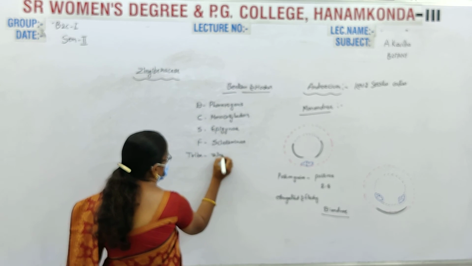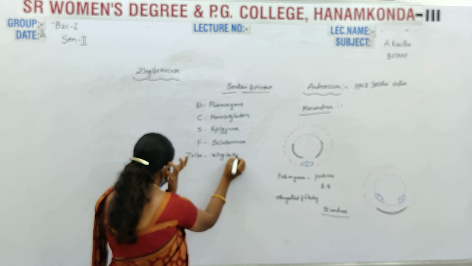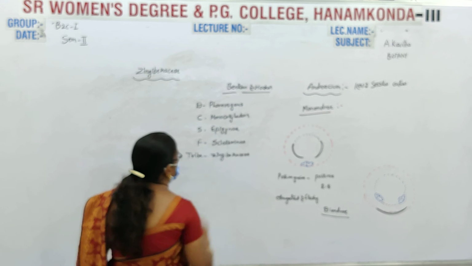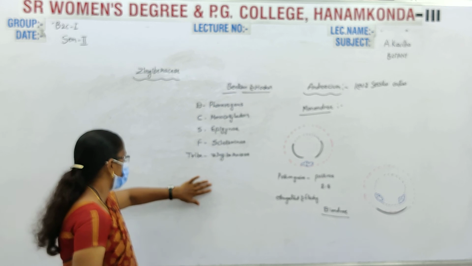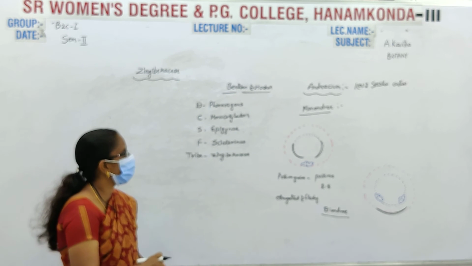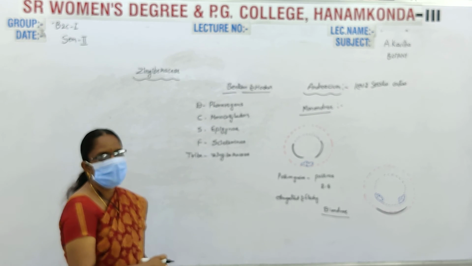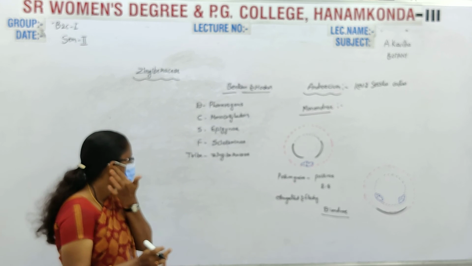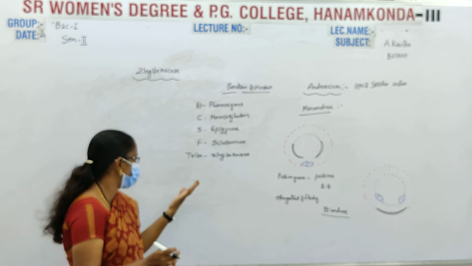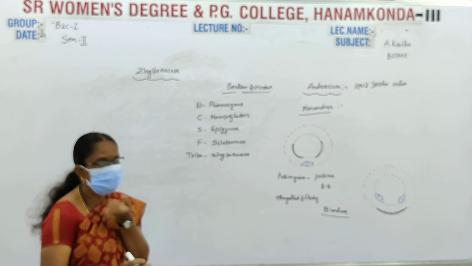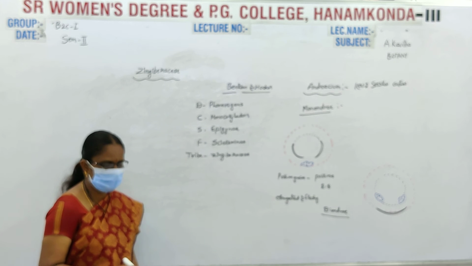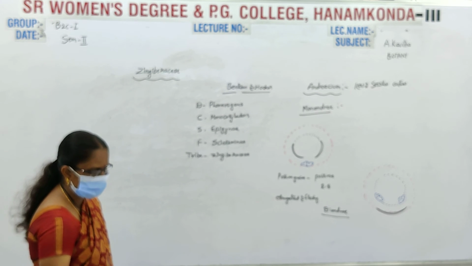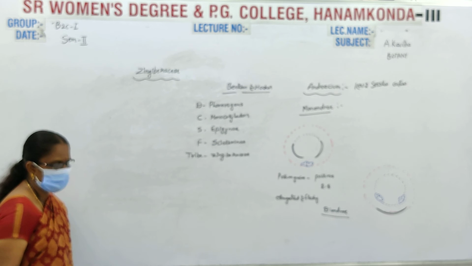Tribe Zingiberaceae. This is the Bentham and Hooker classification: division is phanerogams, class is Monocotyledons, series Epigynae, family Scitamineae, and tribe is Zingiberaceae. This is the Bentham and Hooker classification, and next the distribution of the Zingiberaceae family.